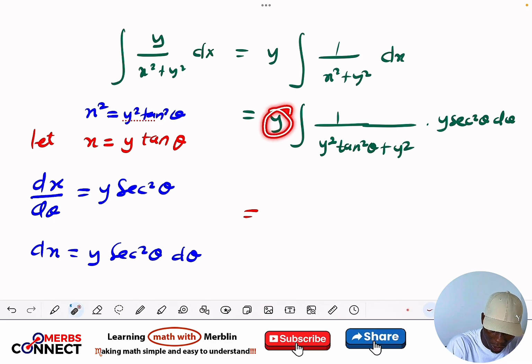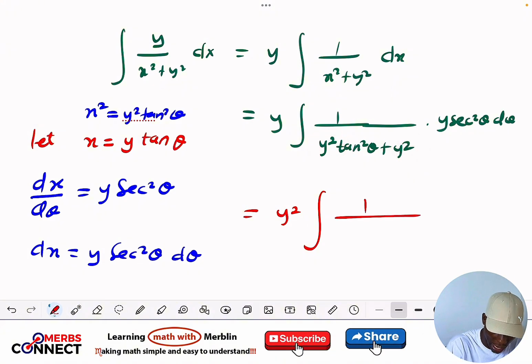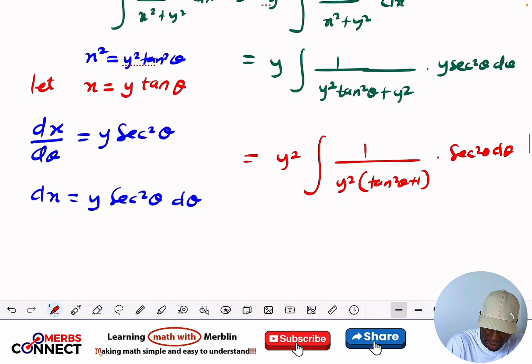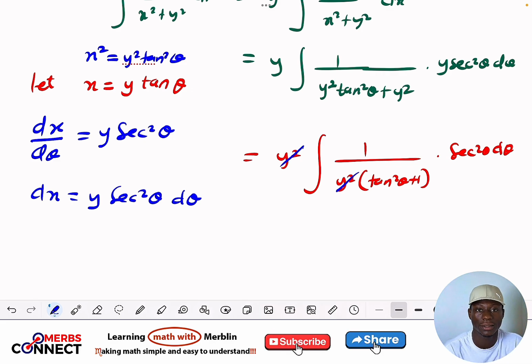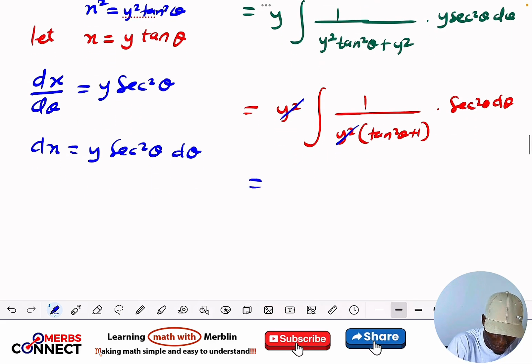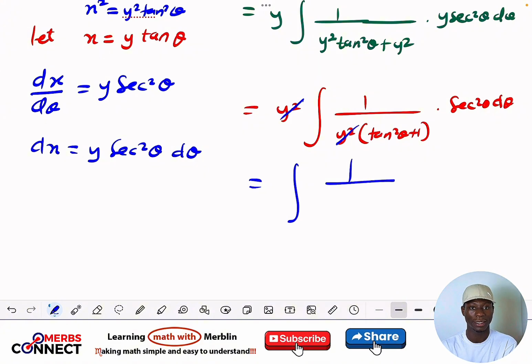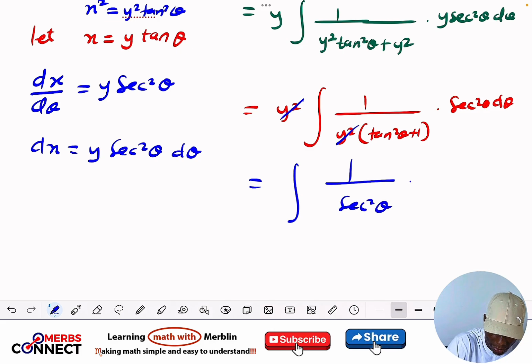Now I can multiply this y to this y. I'm going to have y squared, then 1 divided by, now I can factor y squared out and have y squared times tan squared theta plus 1 times sec squared theta d theta. So that this will cancel this. Indeed, good. Then I'm going to have the integration of 1 divided by, now tan squared plus 1 is the same as what? Sec squared. So I'm going to have sec squared theta times sec squared theta d theta, sorry.